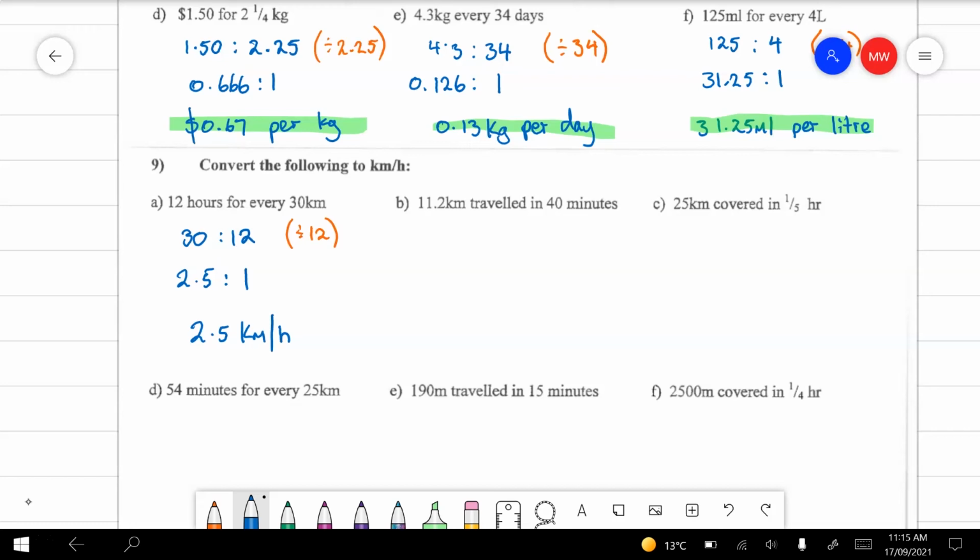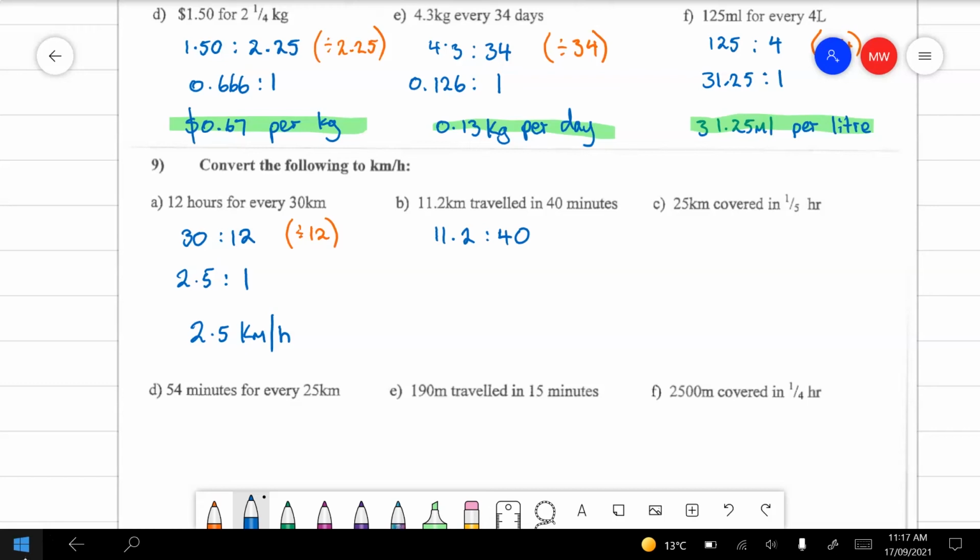Next one, I've got 11.2 kilometres in 40 minutes. This one's a little bit more complicated. I might offer 2 ways of doing this one. If I've got 40 minutes, this is a more advanced way, okay? So if you're feeling really confident with this, this would be an efficient way to do it. And then I'll do it a slightly different way that breaks it down a bit.